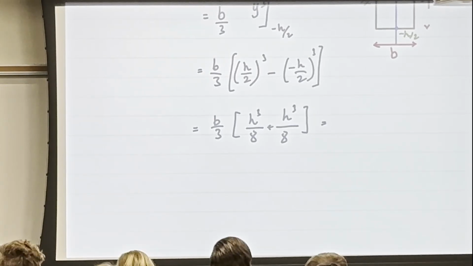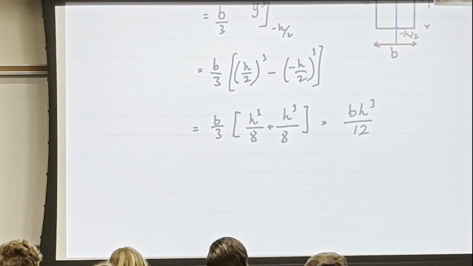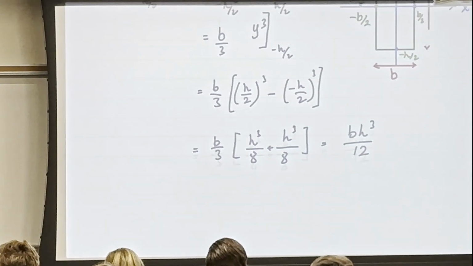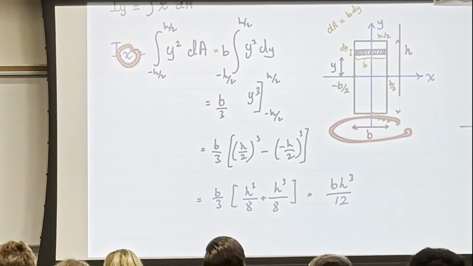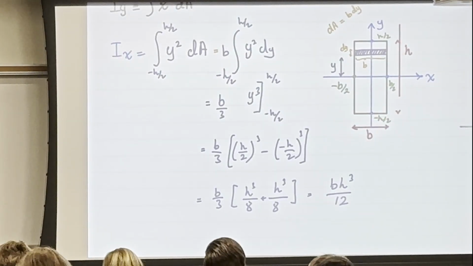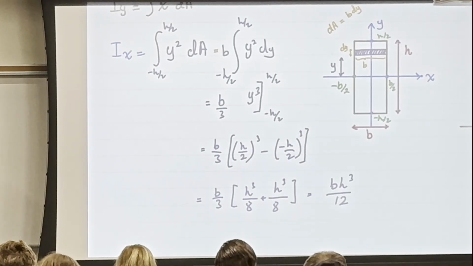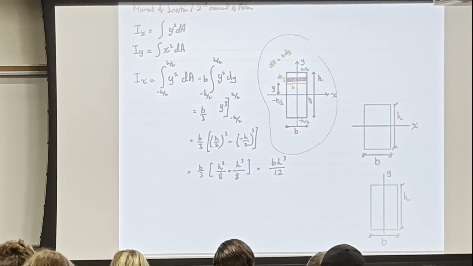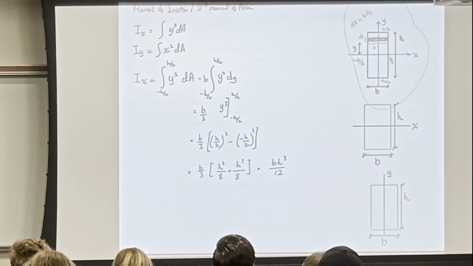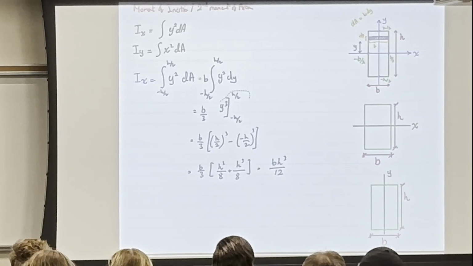What is that now equal? b h cubed over 12. So for a rectangle section, if I want to find the moment of inertia about the x-axis, what you want to do, you want to say b times h cubed over 12. Okay, this is how we do the integration for it. I have a good way to memorize this, and I've been using this since forever. Now I wanted to make sure that you understand how we derive it.